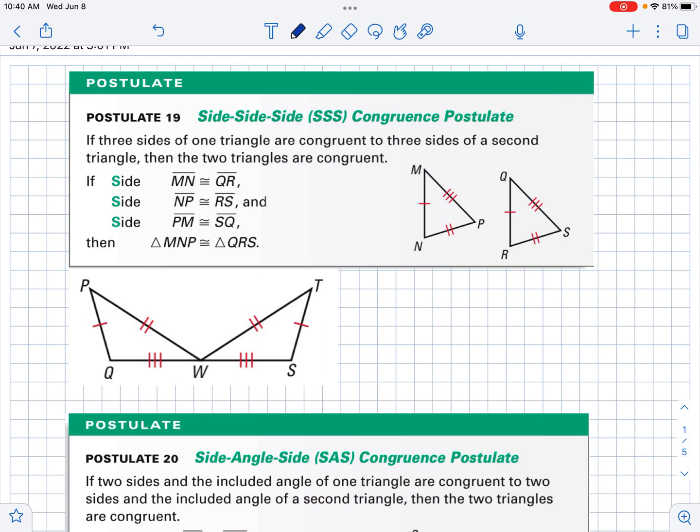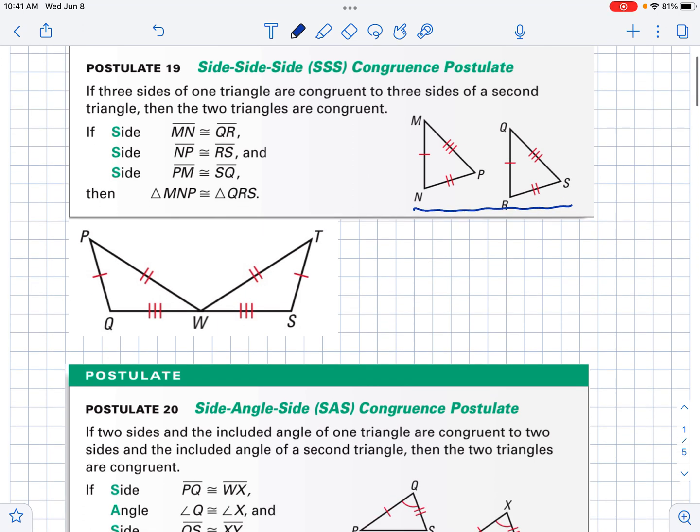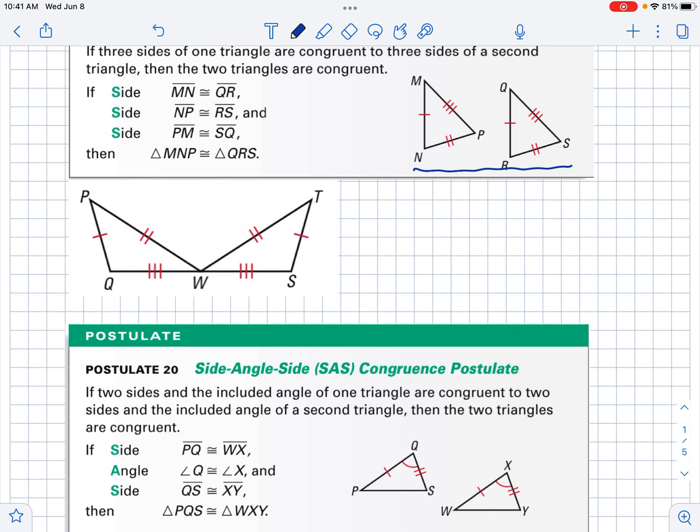So here I have it stated, and you can see that these two triangles do have all three corresponding sides congruent. So anytime we see that situation where we have three corresponding sides congruent of two triangles, we can immediately say those triangles are congruent. So for example, look at these two triangles here, these ones.